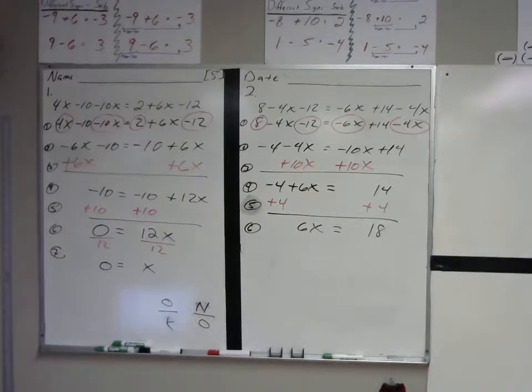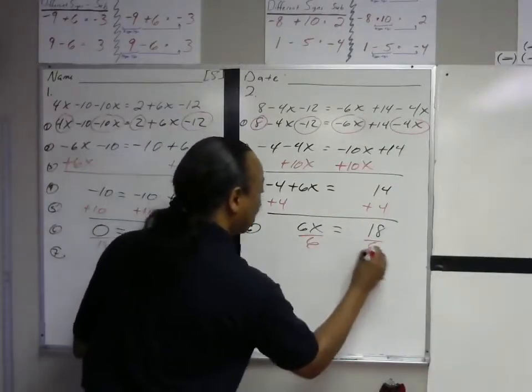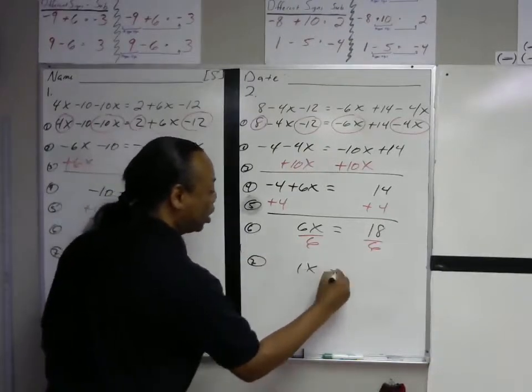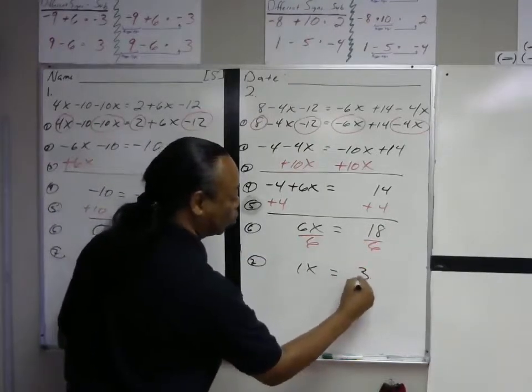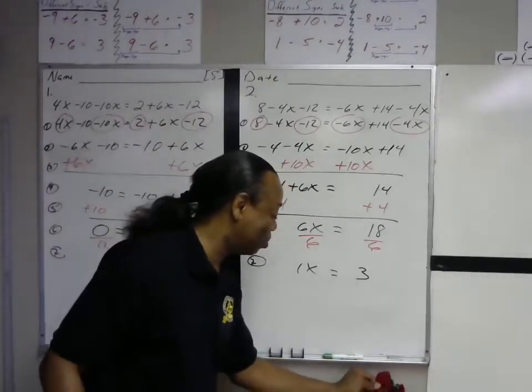The next job is to get rid of that multiplying 6. So, class, we're going to get rid of the multiplying 6 by using a dividing 6. And step 7, we end up with 1x equals 18 divided by 6 is 3. Or just x. Exactly.